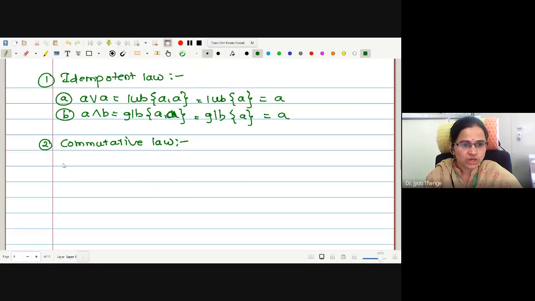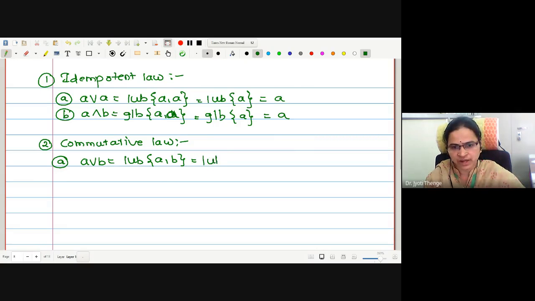Okay, what is commutative? Let me write A join B as the least upper bound of the doubleton set A and B. But is there any change if I write this as the least upper bound of the set B and A? Is there any change you find? No, ma'am. The least upper bound of A and B and of B and A is the same. Therefore, this is nothing but B join A.